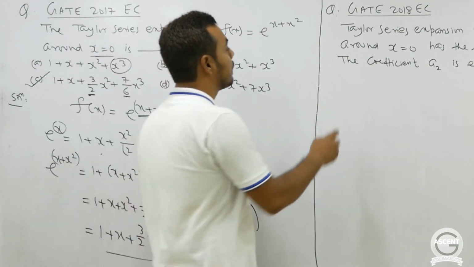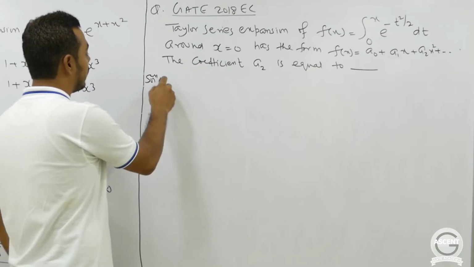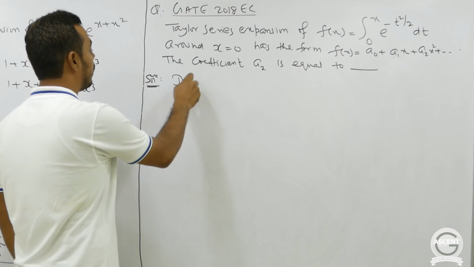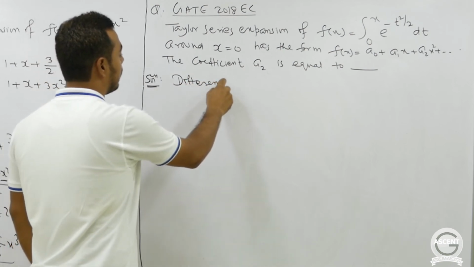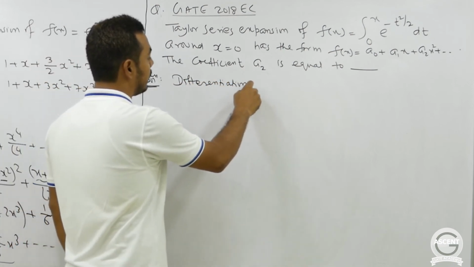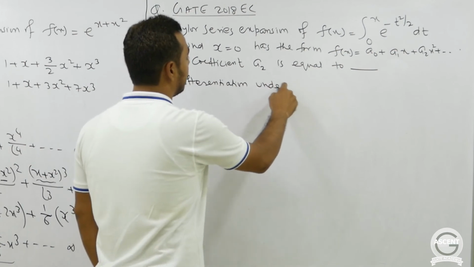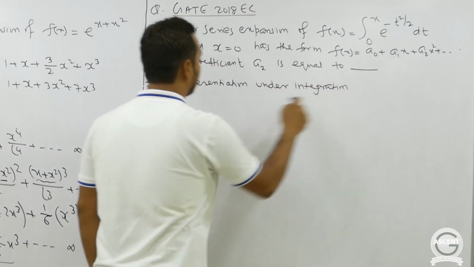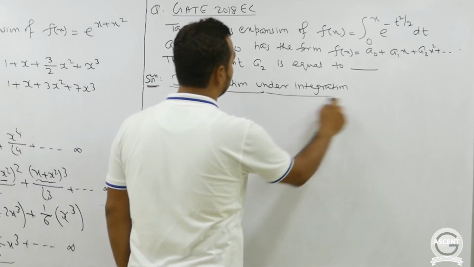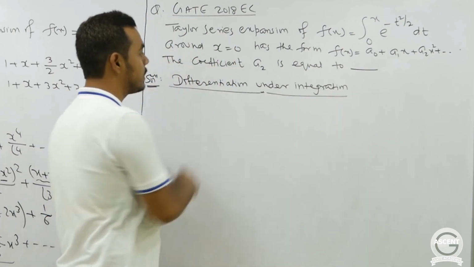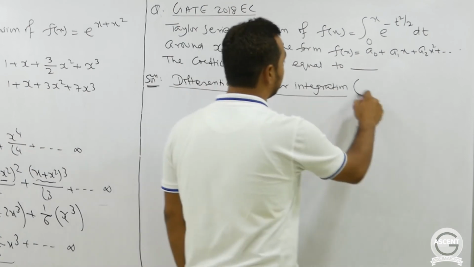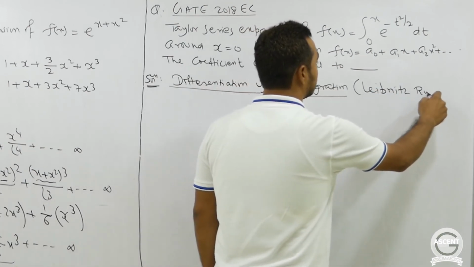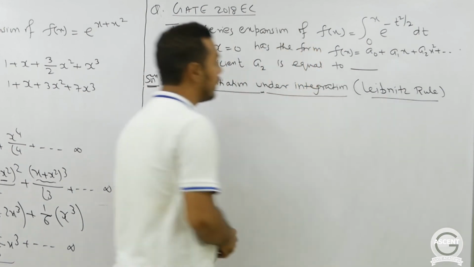The second one is an interesting problem, and before attempting this problem we need to know one concept from class 12. This is used for differentiation under integration sign. If you have some integral and you want to find the derivative of that definite integral, then we need this formula. This formula is also called Leibniz rule. This is used for differentiation under integration.